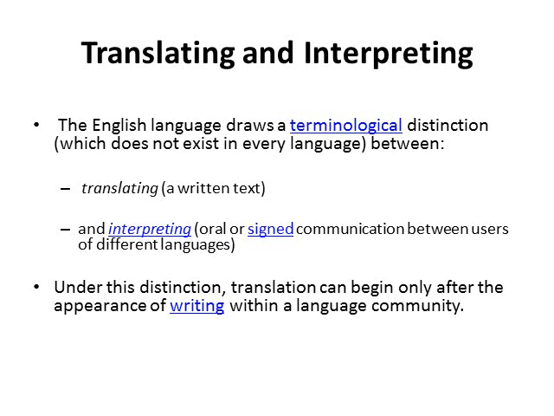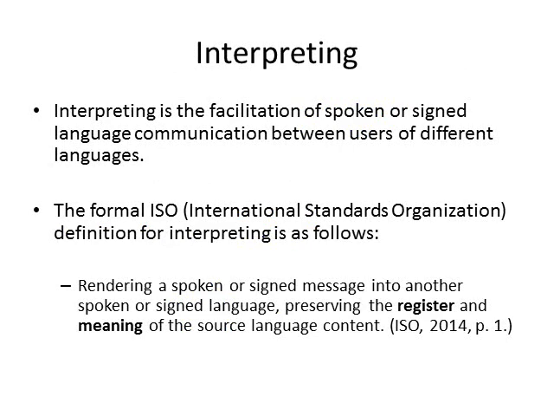Under this distinction, translation can begin only after the appearance of writing within a language community. If there is a language in written form, then translation can begin. According to this distinction, if a text is not present within a language community in written form, translation cannot begin. Then what will happen? That will be a different thing. That will be interpreting. So interpreting is the facilitation of spoken or sign language communication between users of different languages.